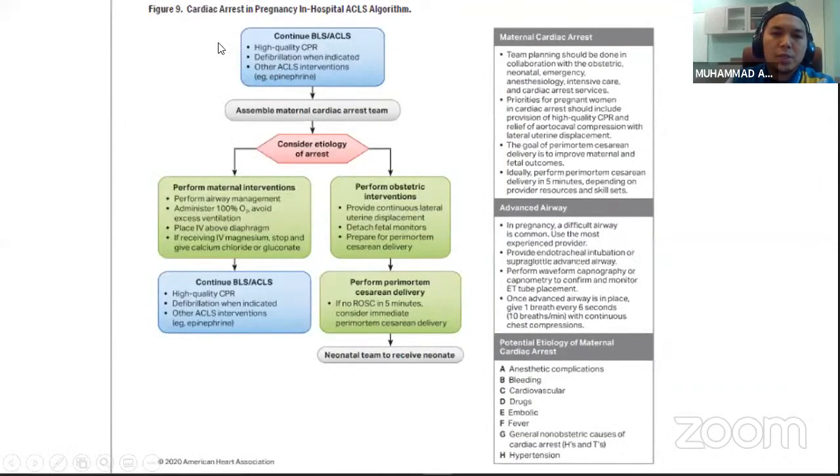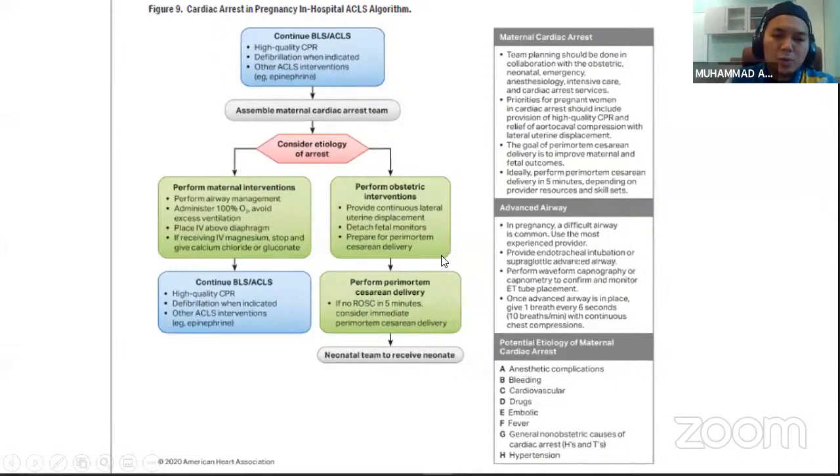Okay, so this is the BLS and ACLS algorithm, the latest one. If you look here, if the patient collapses, you should perform obstetric intervention. What we said earlier, lateral uterine displacement, we push the uterus to the left side. Detach the fetal monitor, remove everything, no need to disturb. Alright, prepare immediately for perimortem caesarean section.